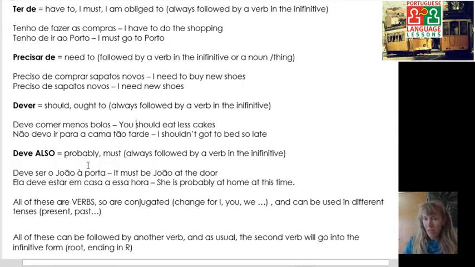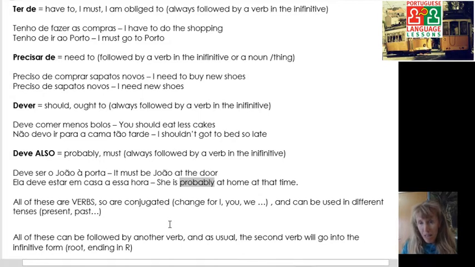There's another meaning of dever, meaning probably or must, as in there's a high probability. Again, always about an action. So this could be things like deve ser o João à porta. It must be João at the door. Ela deve estar em casa a essa hora. She's probably at home at that time. So here I'm making a presumption, a probability. Okay. So in English we could use must. Here not obligation but high probability, or I could just say probable.